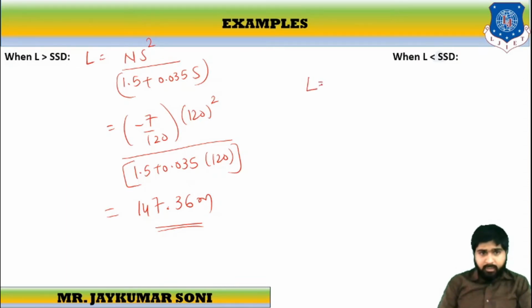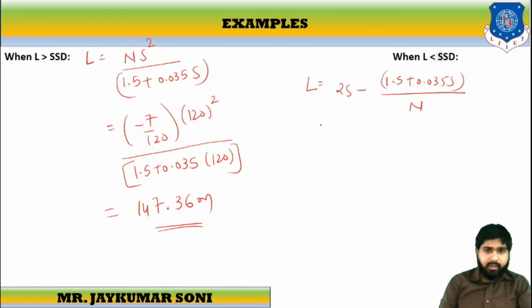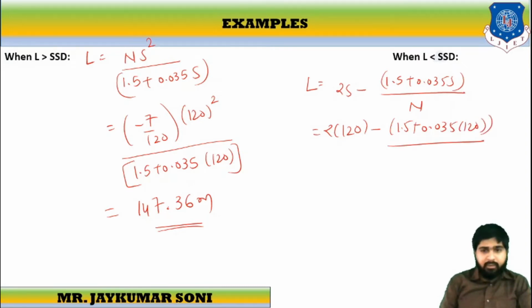Now we have to assume the other criterion also, that is L less than SSD. The equation for that will be switched. So this 1.5 plus 0.035 S will be in the numerator. This N will be here, and this S will be converted into 2S minus 2 into 120 minus 1.5 plus 0.035 into 120, and N will be minus 7 by 120. Calculate this and tell me what is the value that you are getting. This will be 142.23 meters.